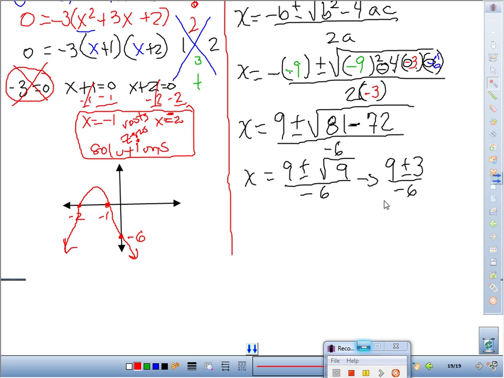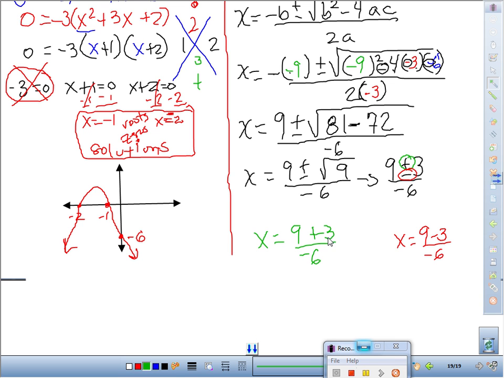Check this out. I'm going to make one positive. So I'm going to write x equals 9 plus what? 3 over -6. And I'm going to make a second one for my what sign? Negative. And it's going to be x equals 9 minus 3 over -6. I forgot the -6 on it.